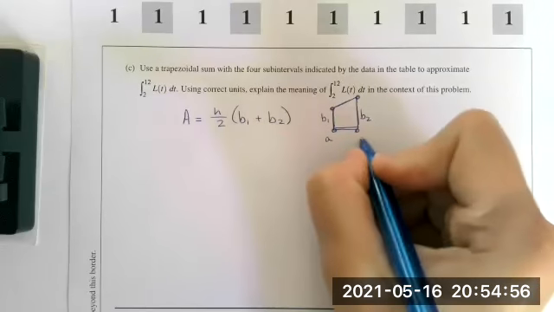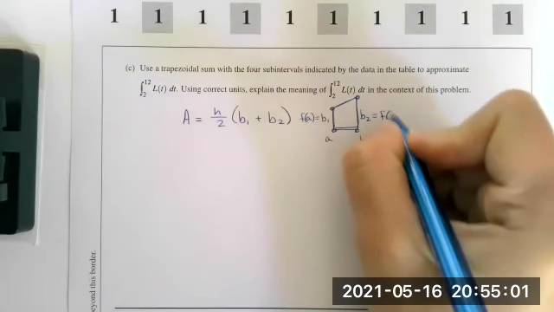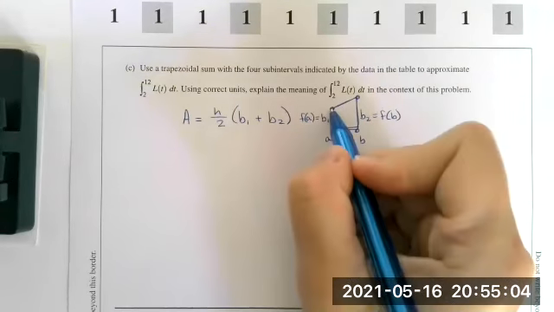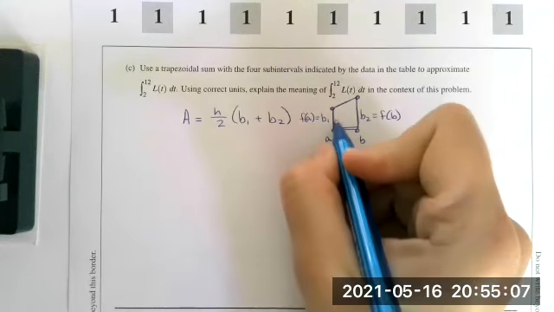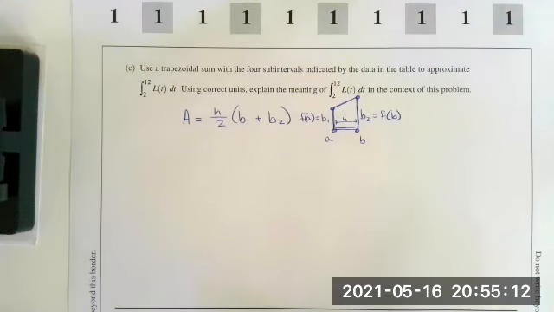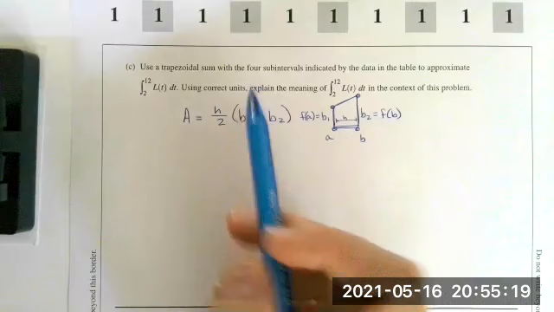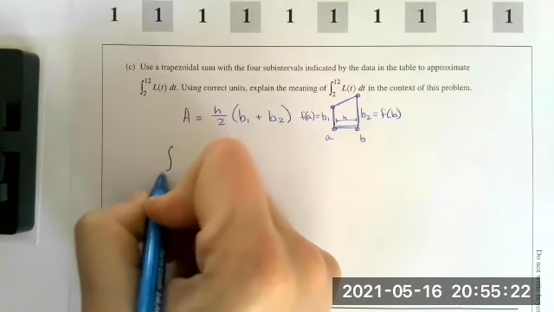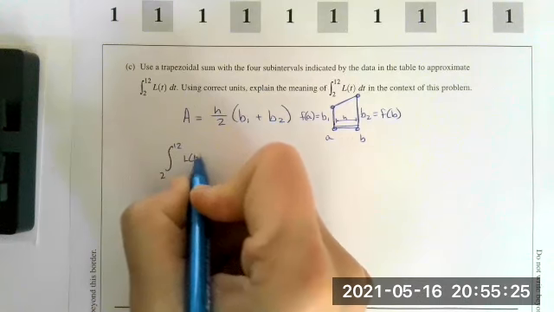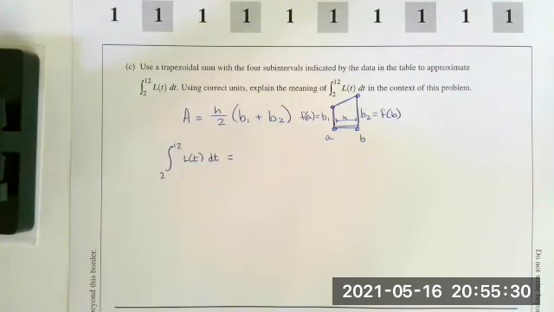So if we start at a and end at b, f of a is b1 and f of b is b2 because that is the height at a and the height at b. And then the width between them is what we call the height. So our trapezoids in calculus are actually vertical ones. Just make sure you change that orientation in your mind. So to approximate the integral from 2 to 12 of L of t, we're going to be using the table and this trapezoidal formula. And it specifically says 4 subintervals.